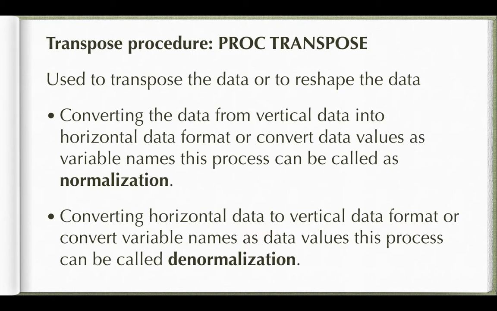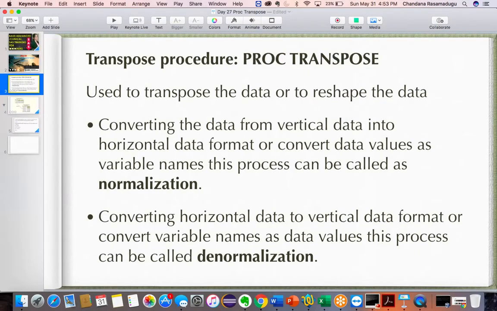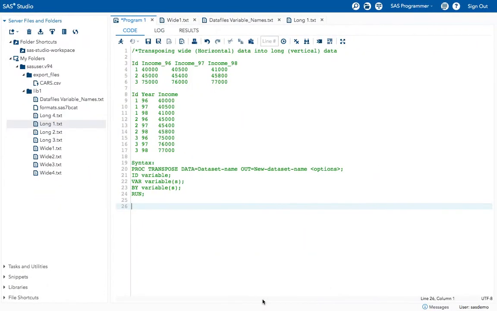Today in this class we will see about denormalization. Denormalization is nothing but converting horizontal data into vertical data format. Okay, let's move into the examples.